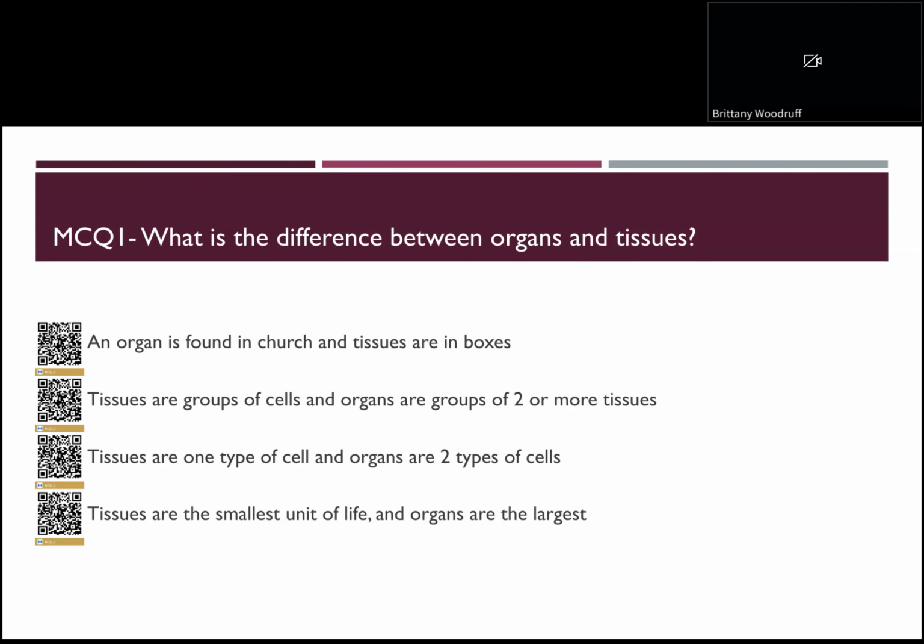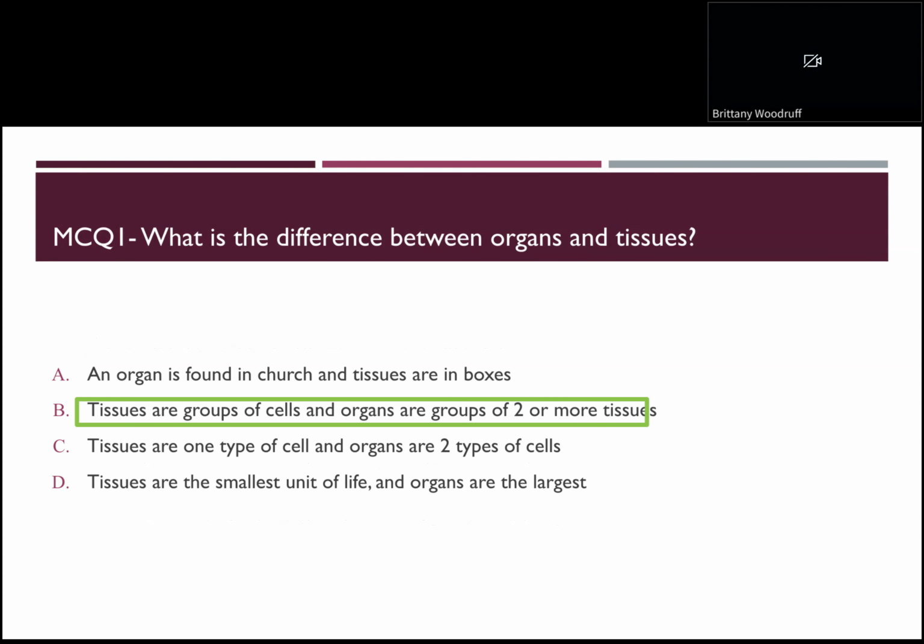You can just say A, B, C, D. What is the difference between organs and tissues? B, right? All right. So, tissues are groups of cells and organs are groups of two or more tissues, right? We're talking in that hierarchy.